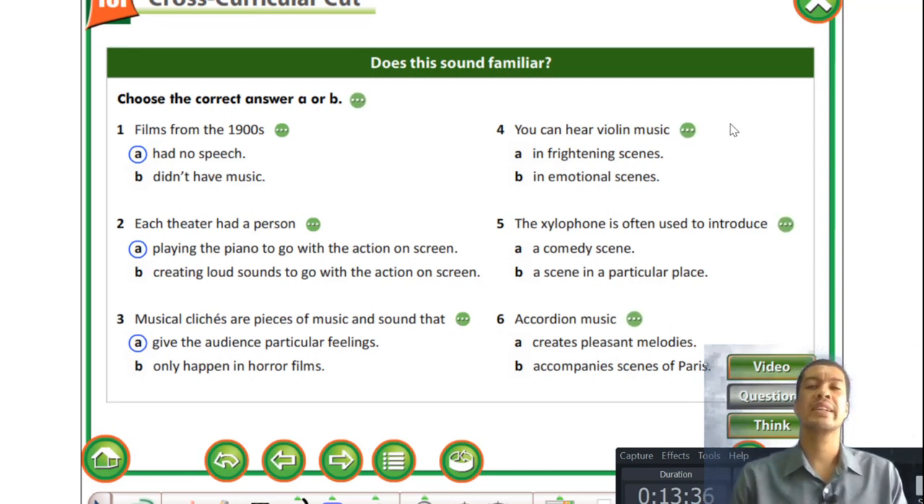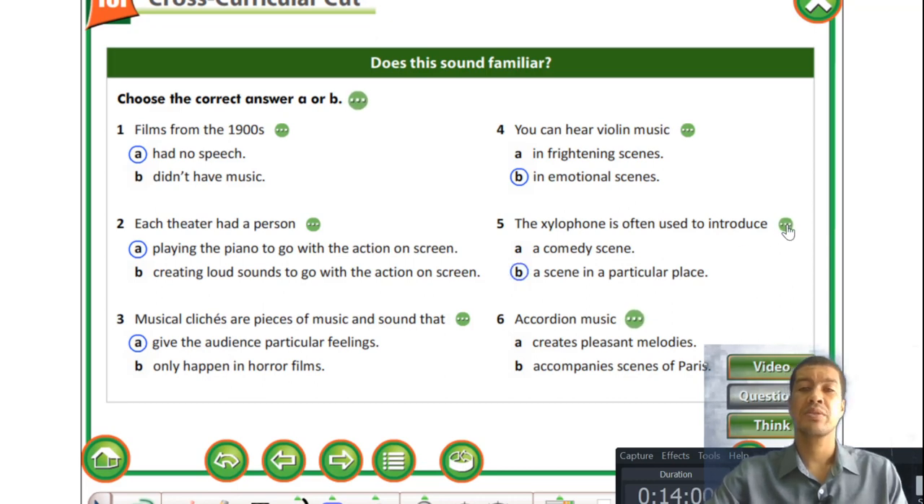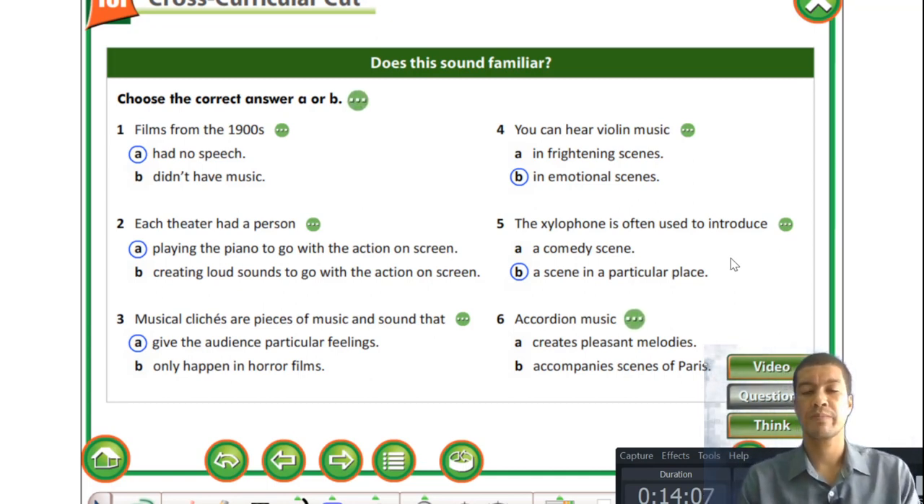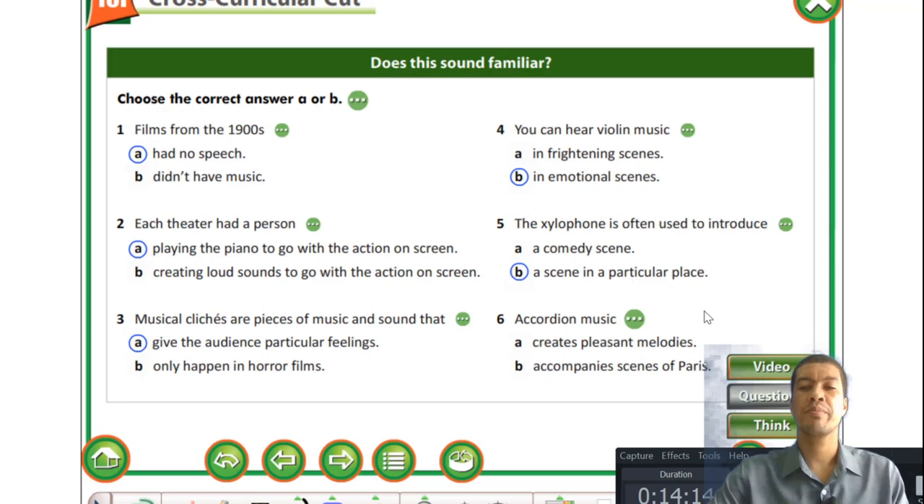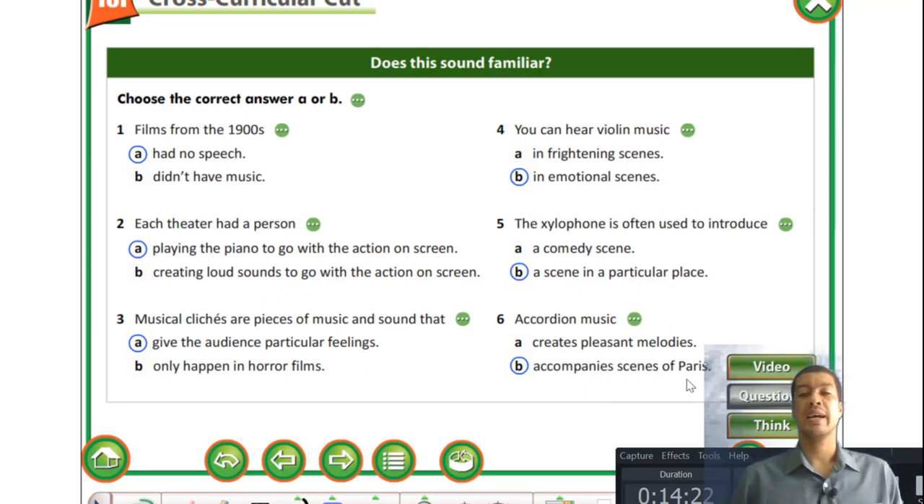So these are the emotions attached to the type of movie that we watch. Here you can hear violin music in frightening scenes or emotional scenes. And if you pay close attention, you will notice that it was actually in emotional scenes. The xylophone is often used to introduce a comedy scene or a scene in a particular place. And the correct answer is a scene in a particular place. And the last one: accordion music creates pleasant melodies or accompanies scenes of Paris. If you remember the last question in the video, you would have known that it accompanies scenes of Paris. And this was also in our reading passage as well.